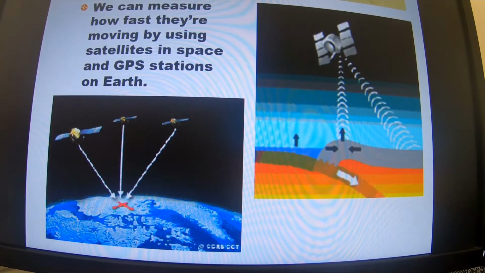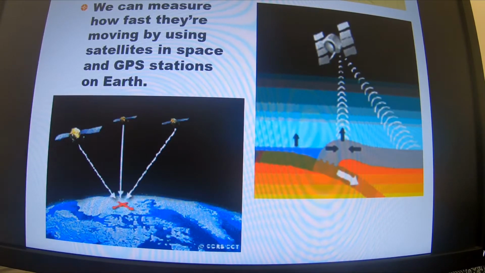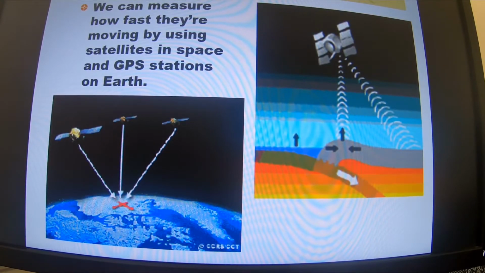Now, we can measure how fast they're moving by using satellites in space and GPS stations on Earth. So like I said, for about the last 50 years or so, we've been slowly tracking the movements of these continents to know what direction they're moving and also how fast they're moving. And we can make models and predictions of where they're going to be, say, in 100 years, 500 years, a million years, etc.